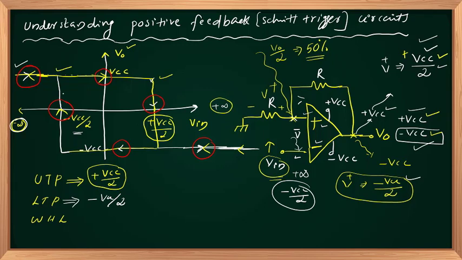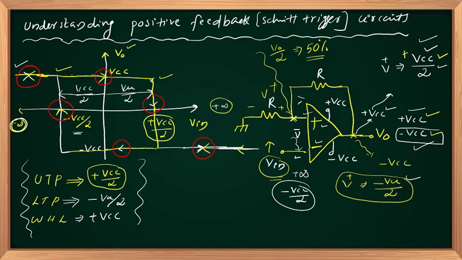Right? Width of the hysteresis loop is the sum of this distance plus this one. This is at VCC by 2. This is also at VCC by 2. So the sum will be the difference between these two: VCC by 2 plus VCC by 2, or VCC by 2 minus minus VCC by 2. That will give you VCC. Right? So these are the fundamental parameters of your Schmitt trigger circuit.